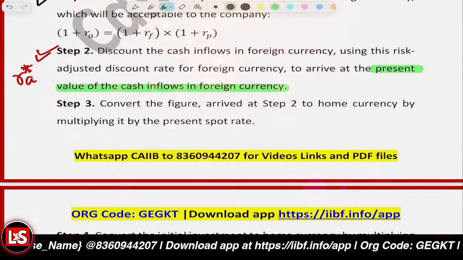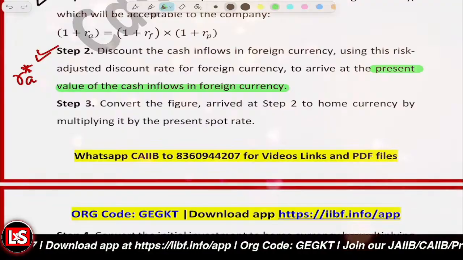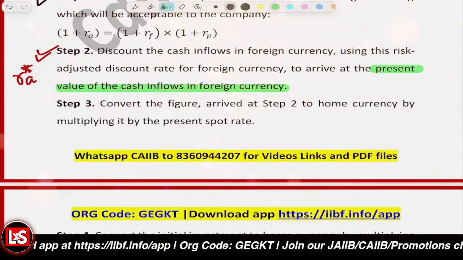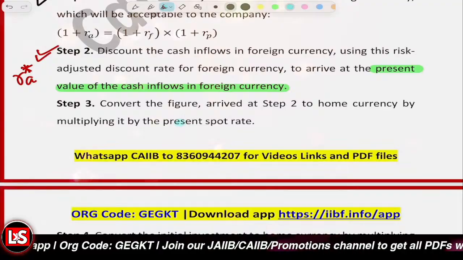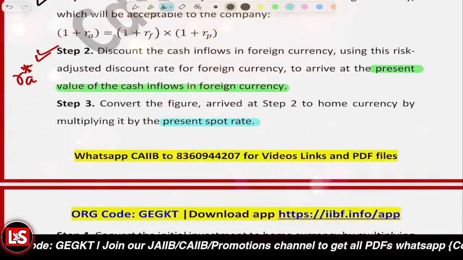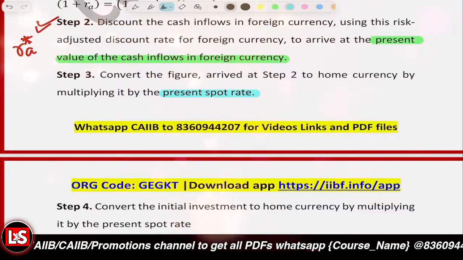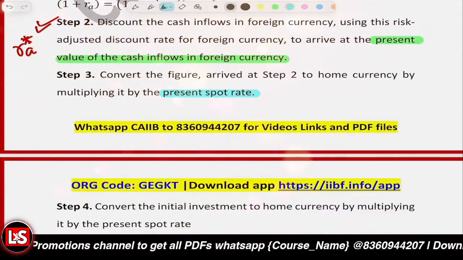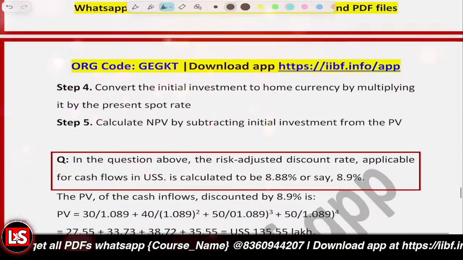Present value of the cash inflows in the foreign currency, right? And the third step would be that we have to convert the figure. We'll be multiplying the present values by the current spot rate, and we'll then have it in home currency, right?